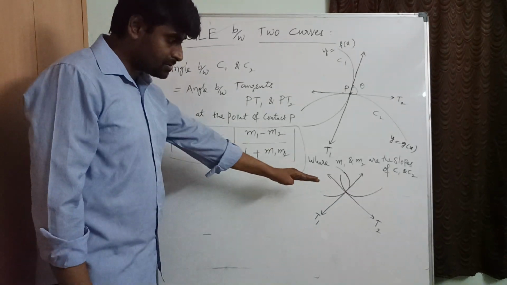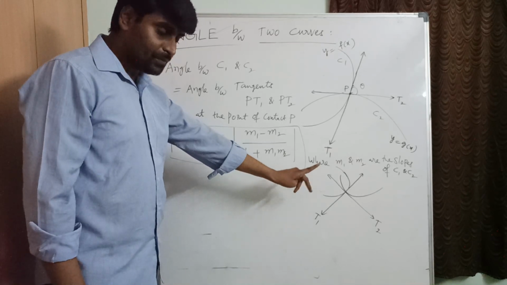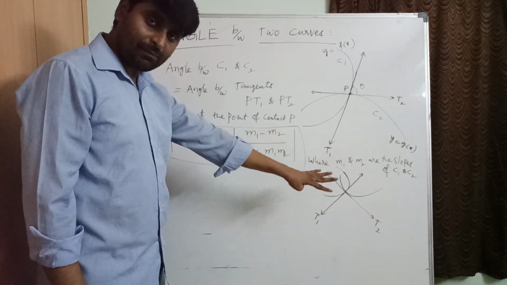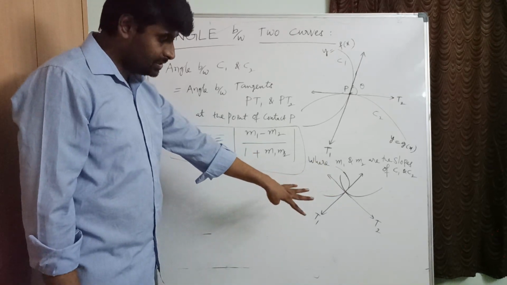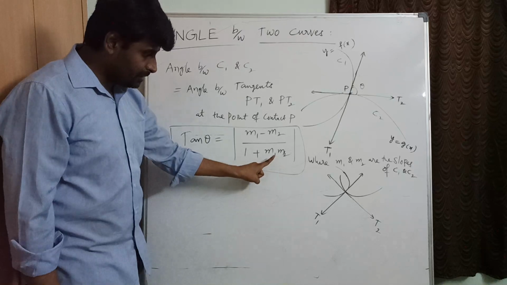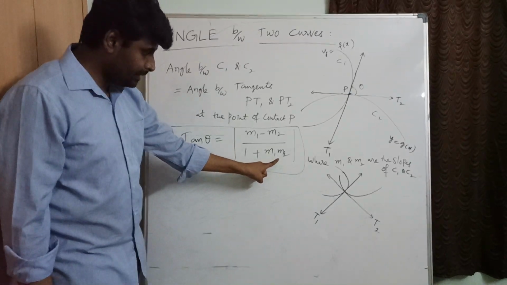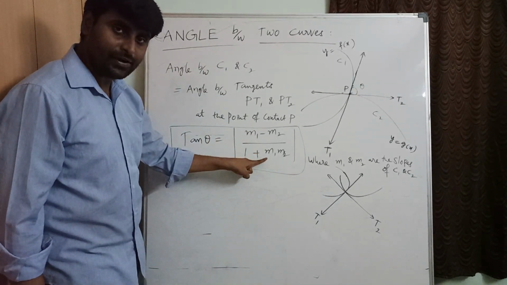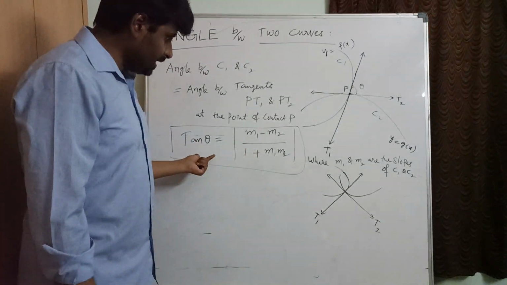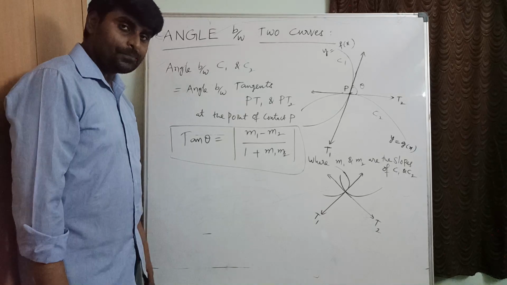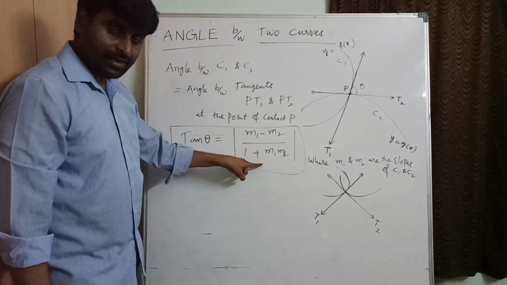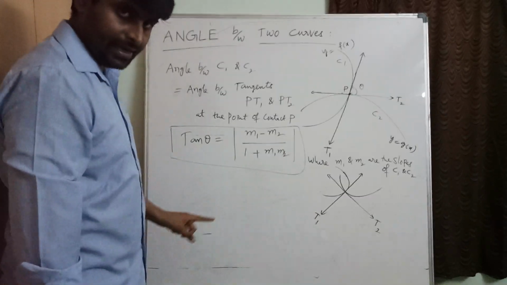Whenever you are given curves cut orthogonally, then the angle between both the tangents is 90. Both the tangents are perpendicular. Then the condition for that is M1 M2 equals -1. Whenever this value is -1, in the denominator 1 minus 1 is 0, something by 0 is undefined. So whenever tan theta is undefined, the tangents are perpendicular, the angle will be 90 degrees there.